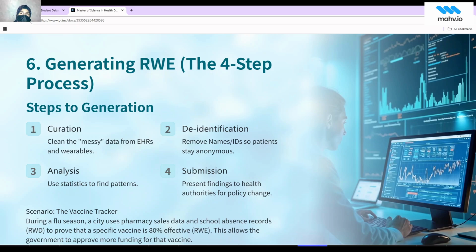The scenario is like a vaccine tracker. During flu season, a city uses pharmacy sales data and school absence records to prove that a specific vaccine is 80% effective in the real world. This allows the government to approve more funding for that vaccine.